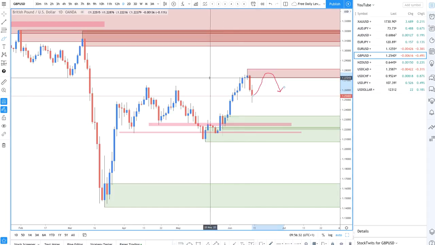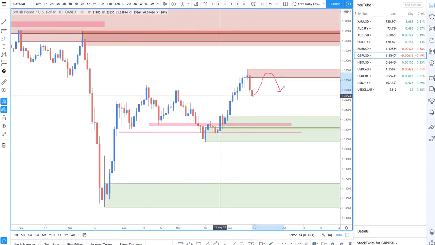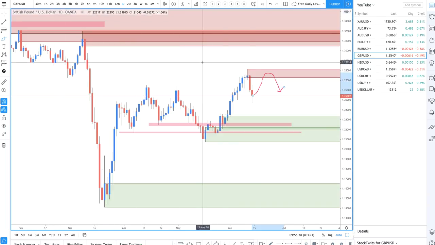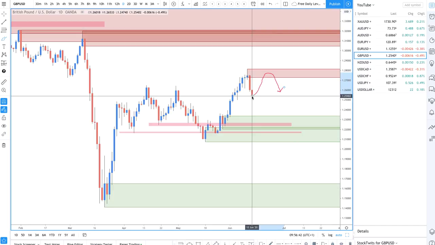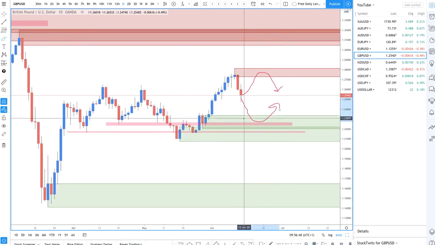If you want to get short on that, and again with the British pound potentially going into negative interest rates and adding more stimulus against the dollar, that could be a decent shorting opportunity. If you're looking to buy the pound at the moment, you're looking for the price to really come back down into this demand zone here before looking at any kind of long trades.